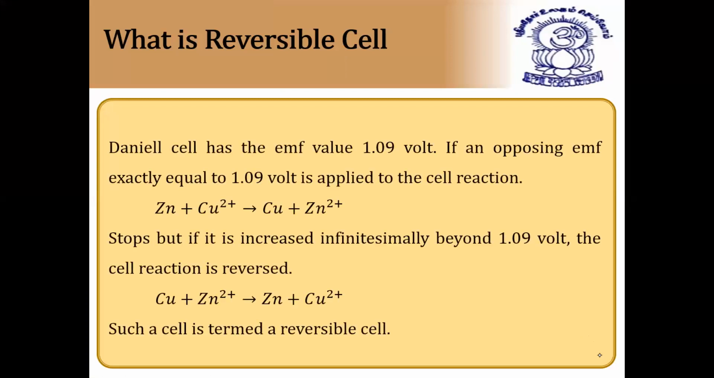What is a reversible cell? Daniell cell has an EMF value of 1.09 volts or 1.1 volt. If an opposing EMF exactly equal to 1.09 volts is applied to the cell reaction, the reaction stops. But if it is increased infinitesimally beyond 1.09, the cell reaction is reversed. That is, copper combines with zinc ions and forms zinc plus copper ions. Such a cell is termed a reversible cell.